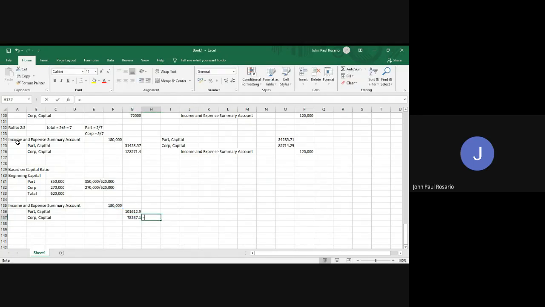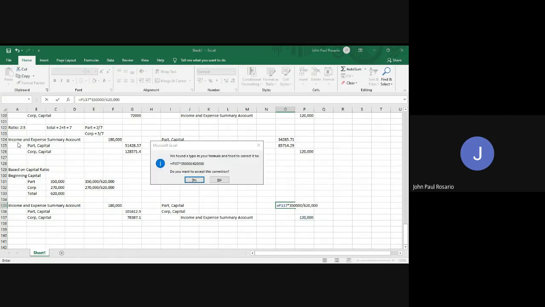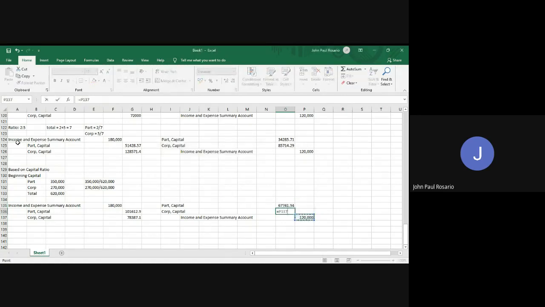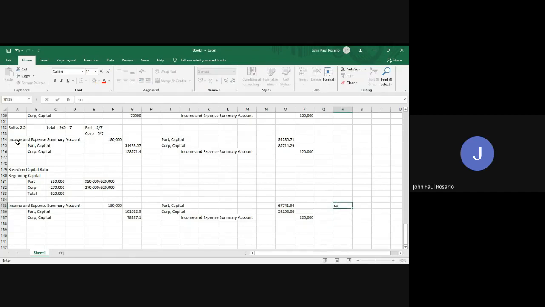Okay, so let's check the sum, whether it is 180. It is still 180. So if it is a loss of 120,000, so equals, sorry, 120,000 times 350 over 620,000. And then for Corp, it's 270,000 divided by 620,000. Okay, so now let's check the sum, whether it is 120. So with that, the 120,000 is equal.